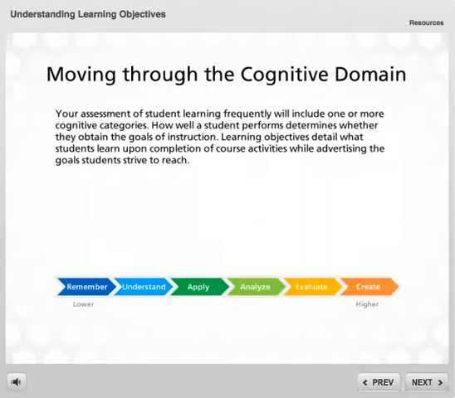Your assessment of student learning frequently will include 1 or more cognitive categories. How well a student performs determines whether they obtain the goals of instruction. Learning objectives detail what students learn upon completion of course activities while advertising the goals students strive to reach. Please hover over each of the categories below for examples of verbs that are used to construct learning objectives. Once you are done, click the Next button for a knowledge quick check.